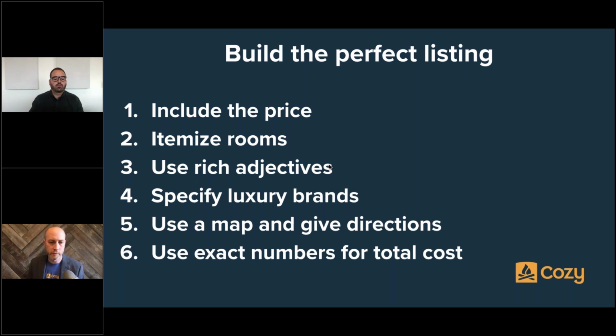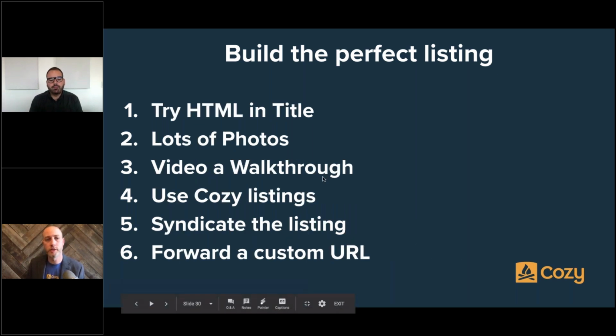And then always use a map, and always give very brief directions, either verbally or written. And then use exact numbers for total cost. Don't try to say, hey, utilities are roughly a few hundred dollars a month. That's just going to turn people away. Be very specific. Say on average it is $247 a month, averaged out over 12 months. It will make them trust you.